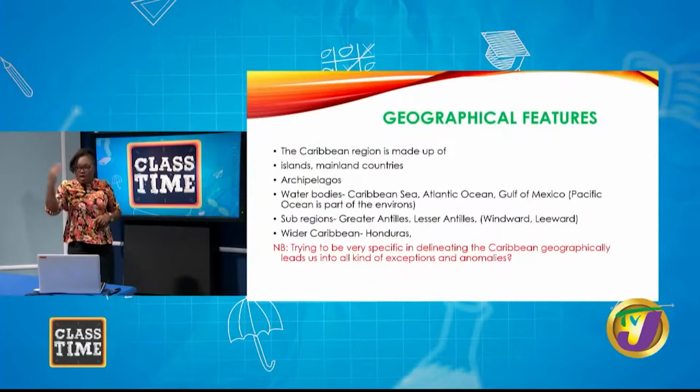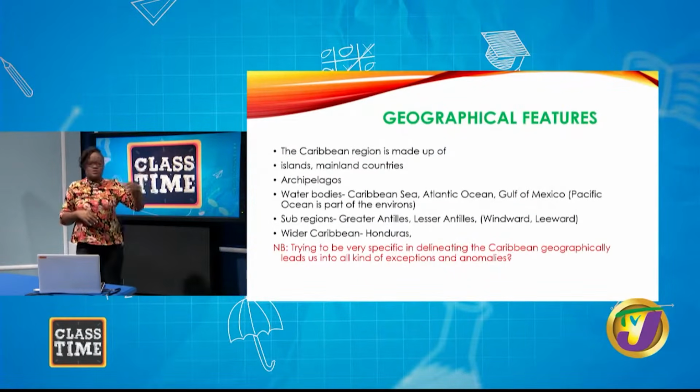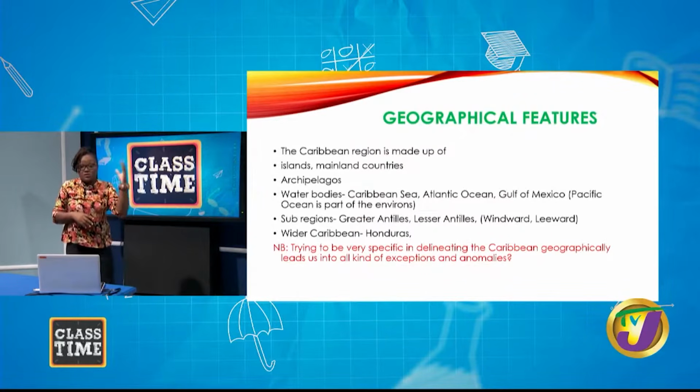All right? Other geographical features include islands, mainland countries. We use those terminology. It's made up of islands and mainland countries. Archipelagos, such as the Lesser Antilles. Bermuda is also an archipelago. Bahamas. So all of those.